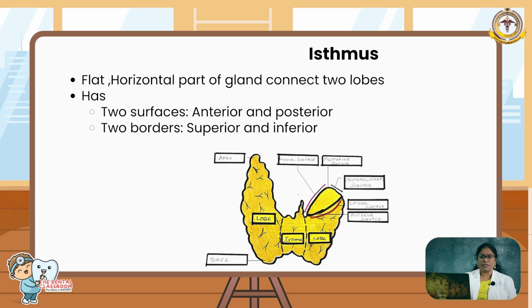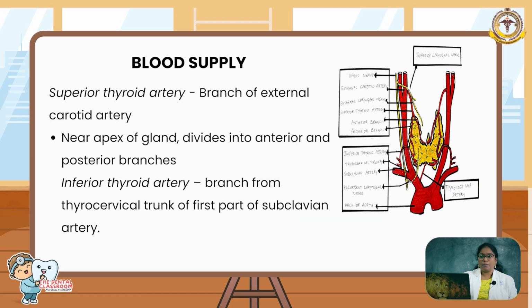Next is the isthmus. It is the flat horizontal part of the gland connecting the 2 lobes. It has 2 surfaces and 2 borders. The surfaces are the anterior surface and posterior surface, and the borders are superior and inferior. Blood supply: the superior thyroid artery, a branch of the external carotid artery near the apex of the gland, divides into anterior and posterior branches.